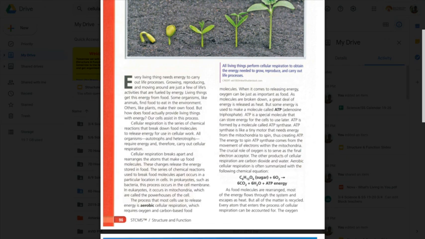The energy to spin ATP synthase comes from the movement of electrons within a mitochondria. The crucial role of oxygen is to serve as the final electron acceptor. The other products of cellular respiration are carbon dioxide and water. Aerobic cellular respiration is often summarized with the following chemical equation. C6H12O6, which is sugar, plus 6 O2 yields 6 CO2 plus 6 H2O plus ATP energy.